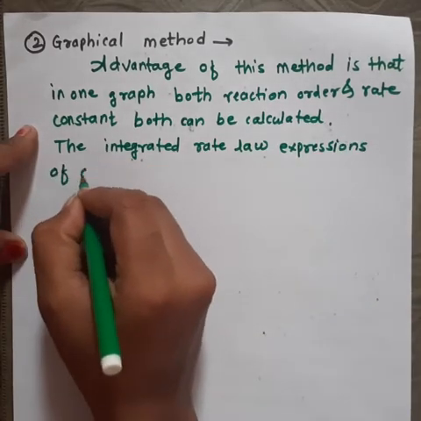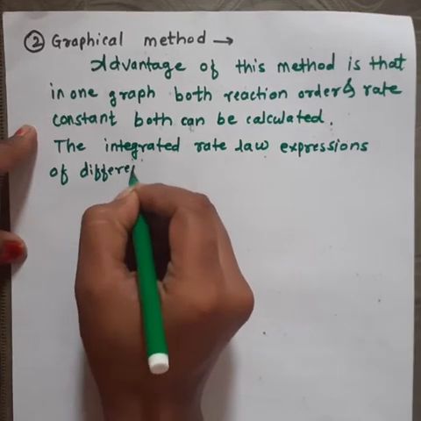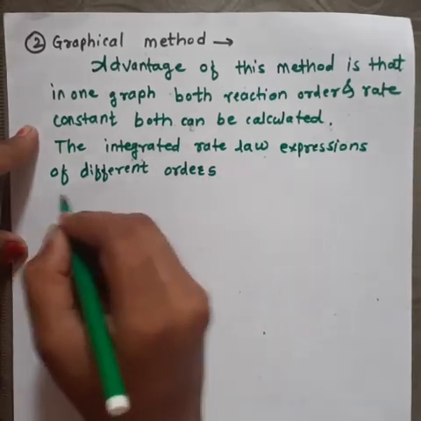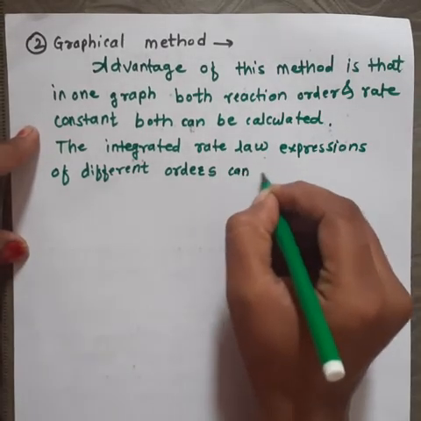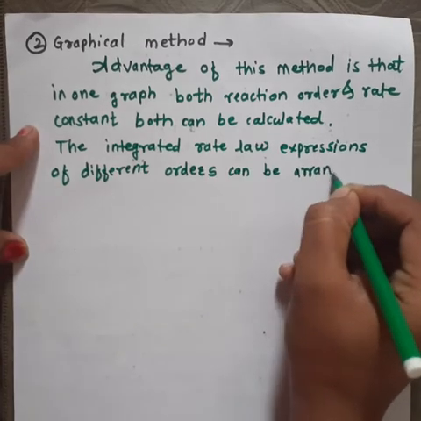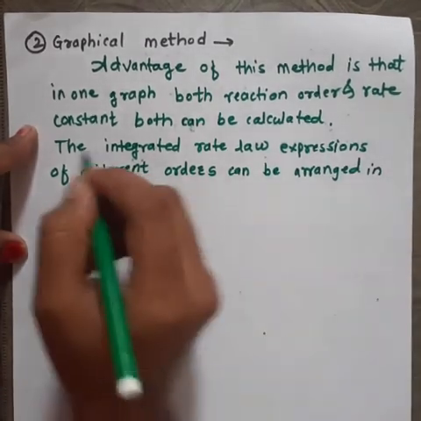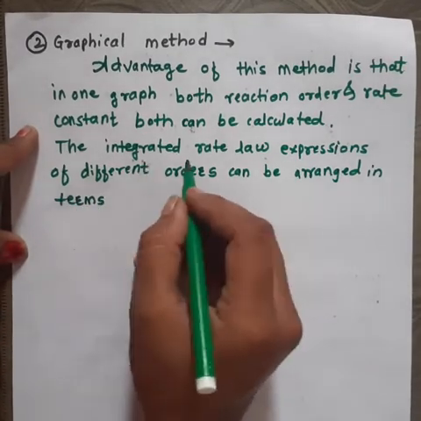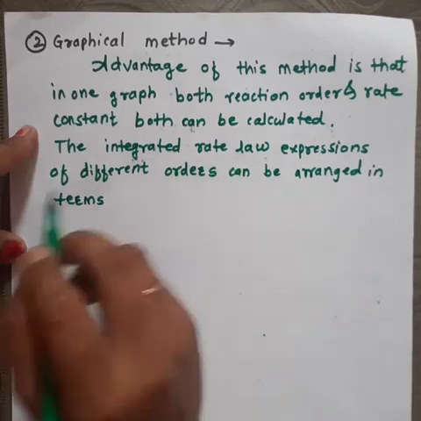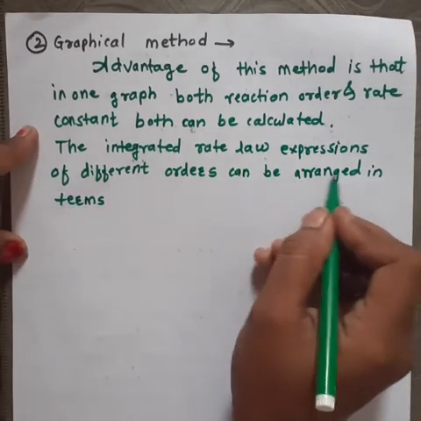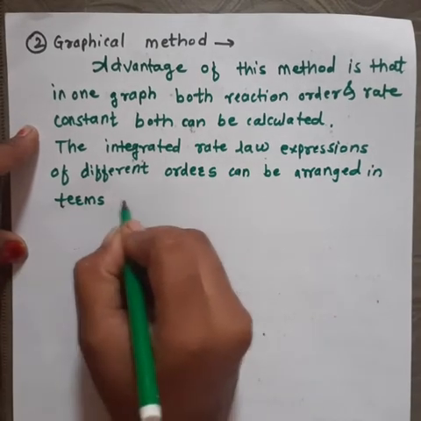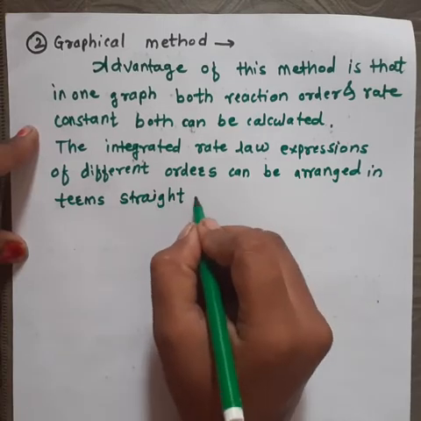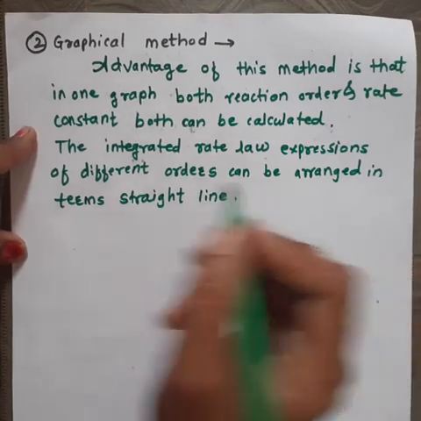So the integrated rate law expressions of different orders, that is zero order, first order, second order or third order, can be arranged in terms of a straight line. We have already studied the different integrated rate laws for zero order, first order and second order, and all of them we have arranged in terms of a straight line, that is, the equation y is equal to mx plus c.